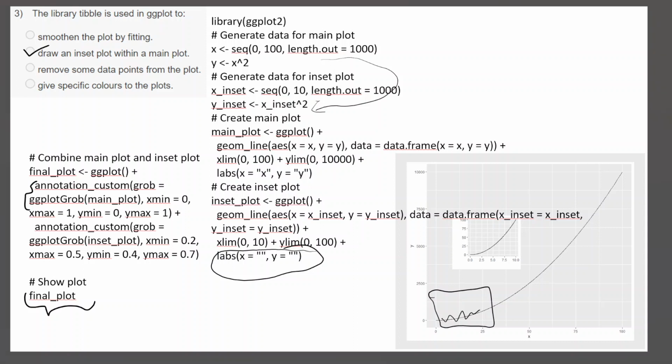Here we can directly combine the main plot in this way, or we can use a function to get the inset plot, if you define the inset function.